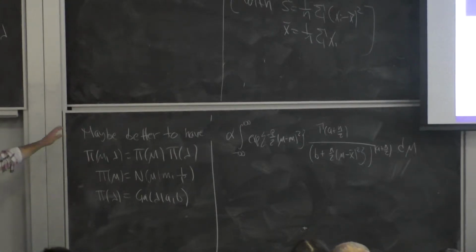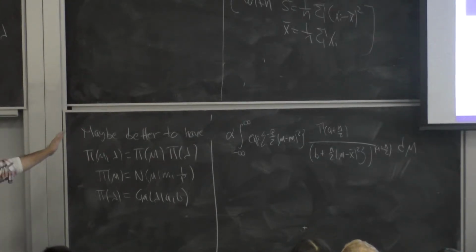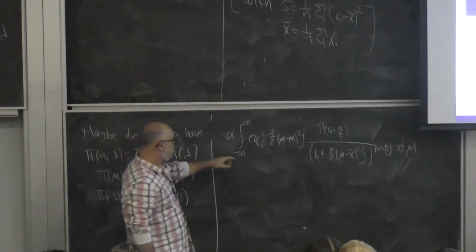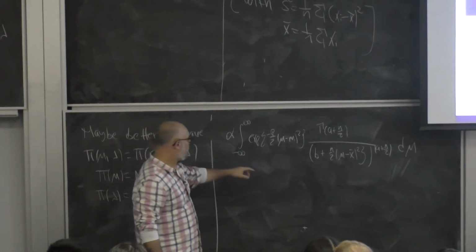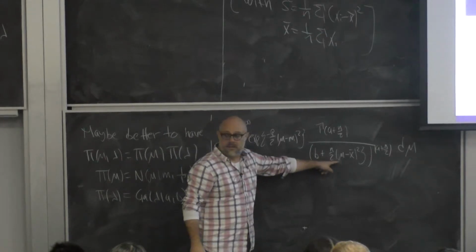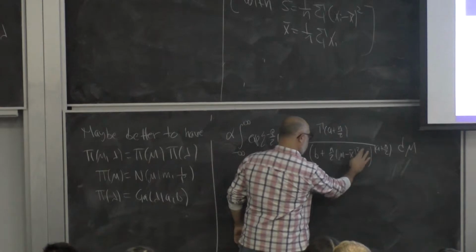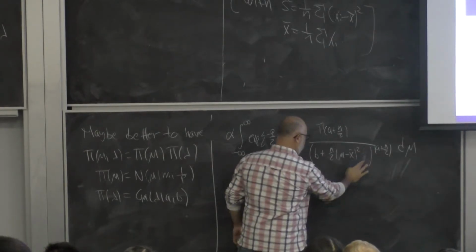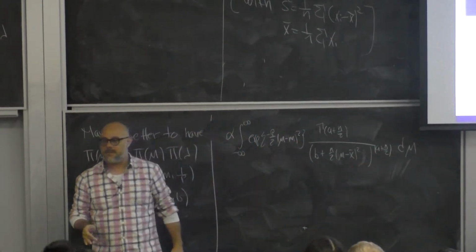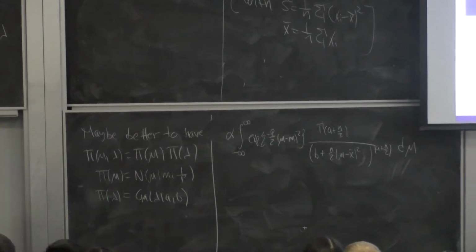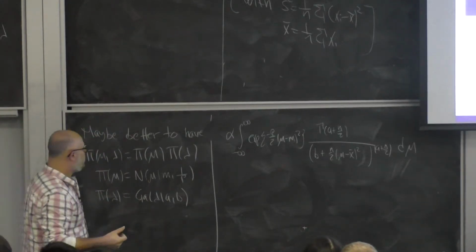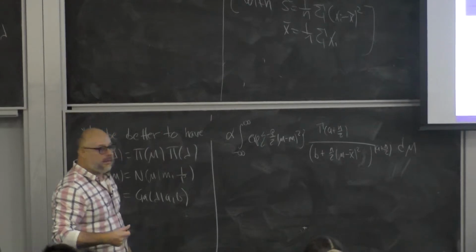Is that okay? Any questions so far? What is it, b plus the last symbol? Sorry? Mu minus x bar squared. Yeah. Okay, sorry. Thank you very much. Is that better? Thank you.